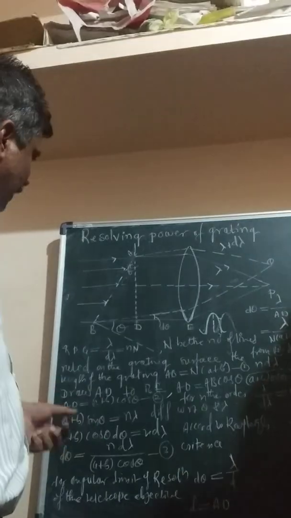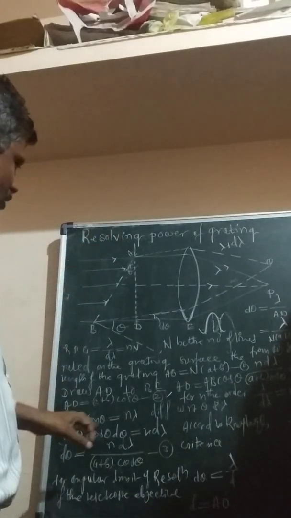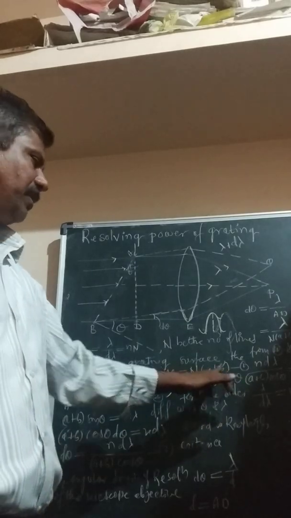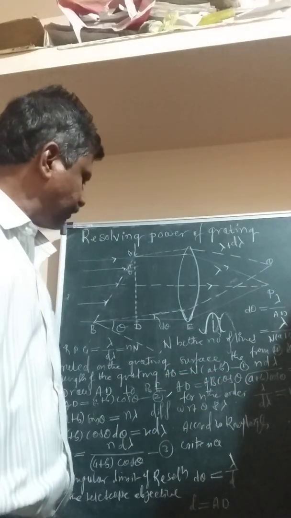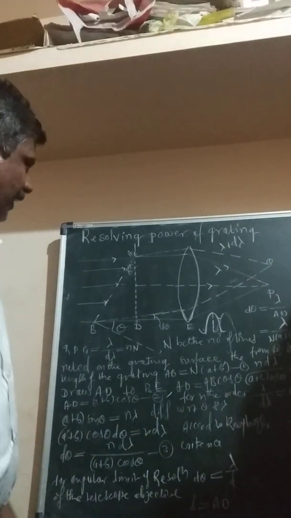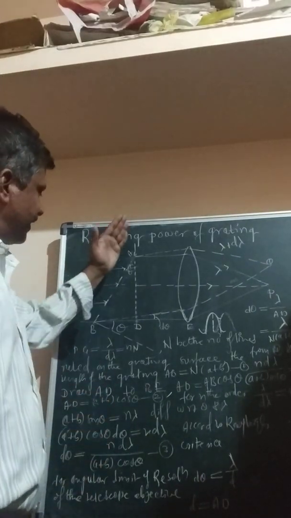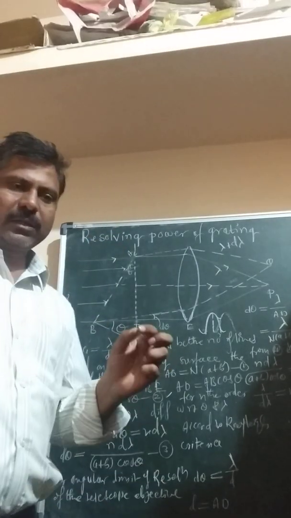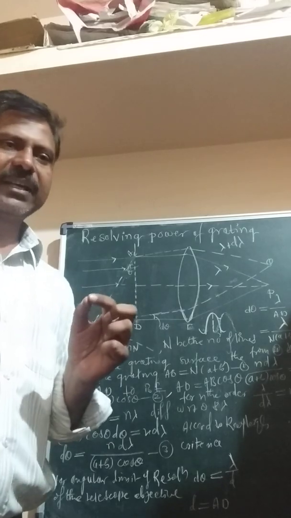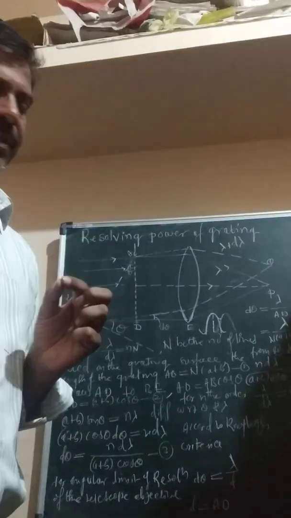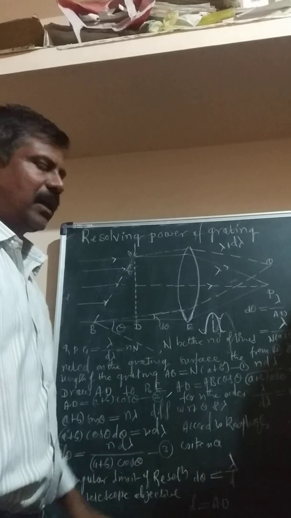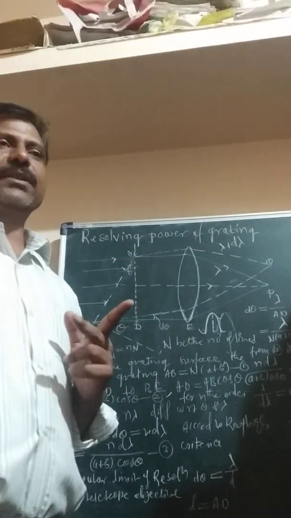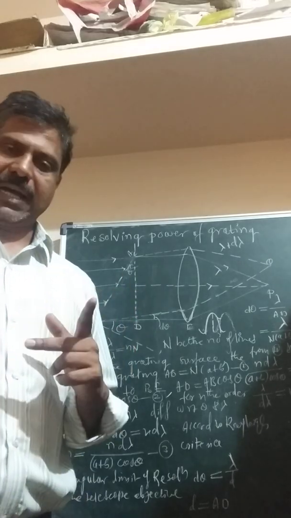Therefore, the length of the grating AB is equal to capital N into the bracket small a plus b. Suppose a plane wavefront is incident on the grating element AB, and the beam of light contains two spectral lines of wavelength, one is lambda and another one is lambda plus d lambda.